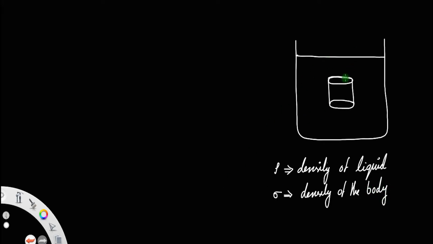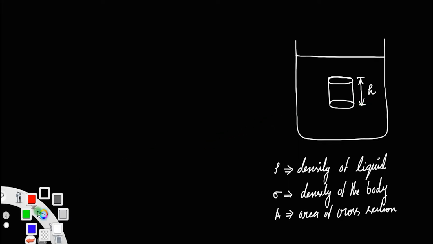Let A be its cross-sectional area, the area of cross-section of the body. And let H be its height. Now, let the top surface of the body be at a depth of h1 and let the bottom surface be at a depth of h2.